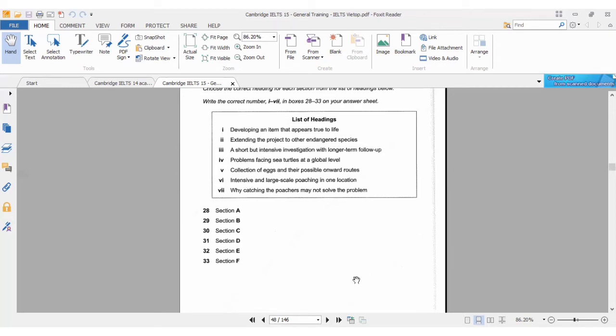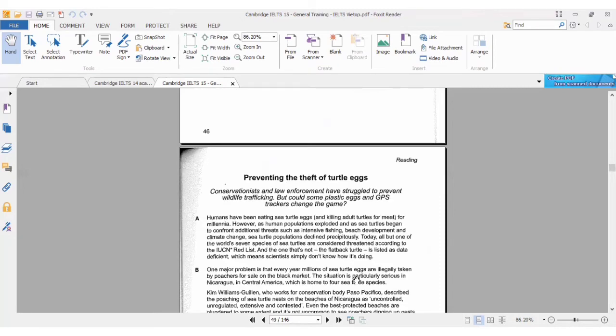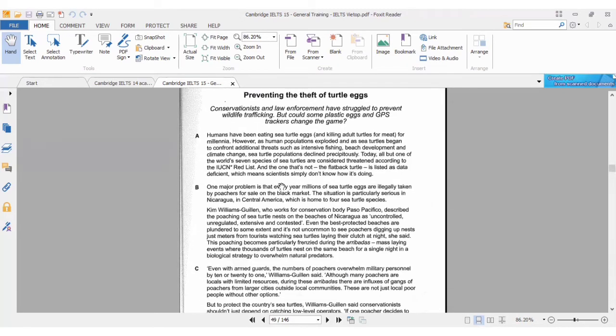Let's go and do the same thing. Let's repeat the process for paragraph B, okay? Paragraph B is a bit longer, but I'm going to try to read faster, and I hope that you get it, okay? So let's go.